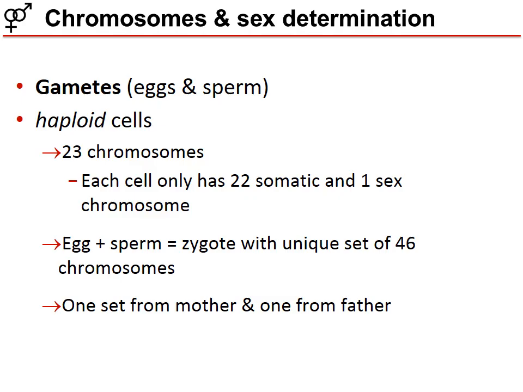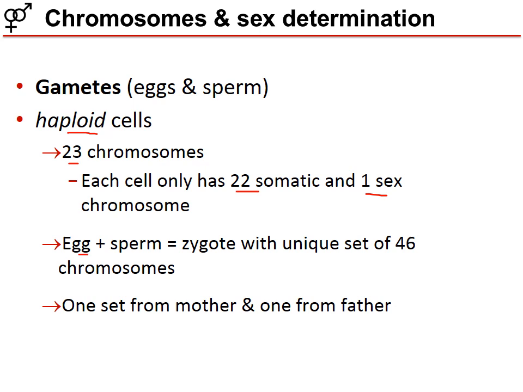Okay, so what makes the gametes, the eggs and the sperm, different from all the other nucleated cells in the body? Remember we said that all of the other nucleated cells in the body have diploid numbers of chromosomes, in other words, they have paired chromosomes. What makes the gametes different is the fact that they are haploid cells. They have 23 chromosomes, not 23 pairs of chromosomes. So each egg and each sperm only has 22 somatic chromosomes and 1 sex chromosome.